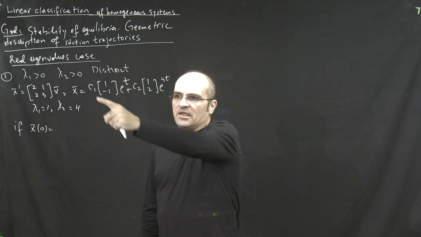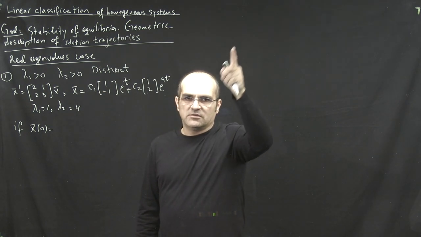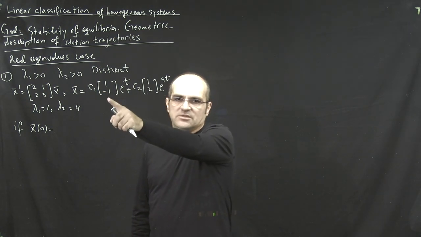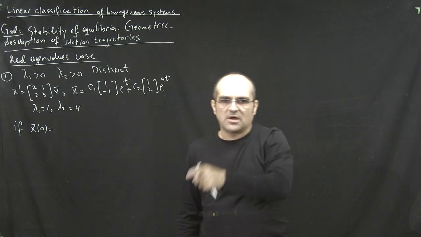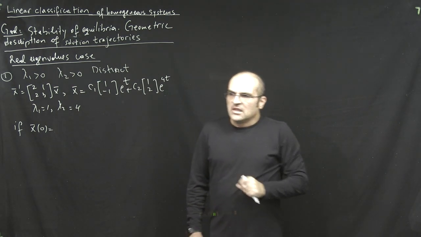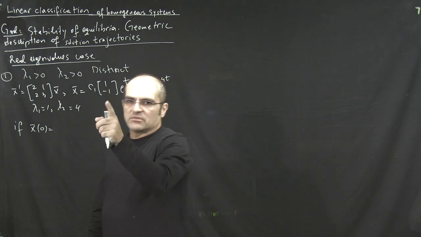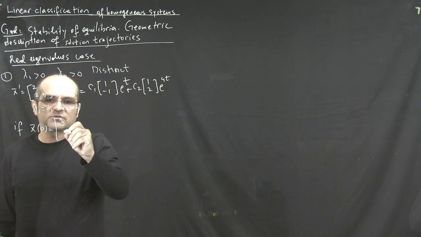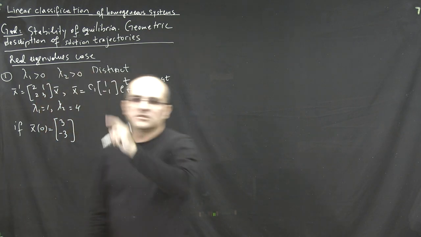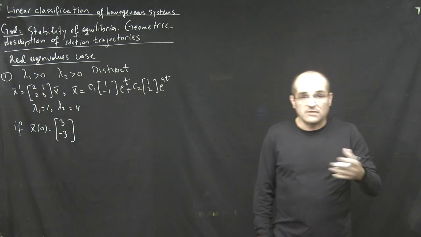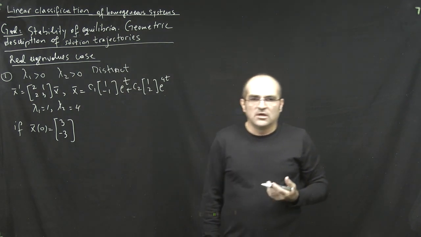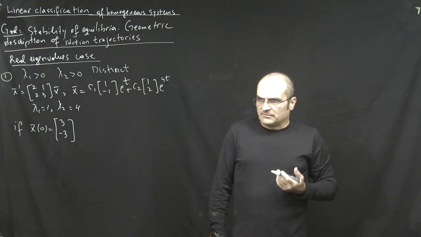So any multiple of 1, minus 1 will be an eigenvector. Any point on that line that connects the origin with 1, minus 1 will be an eigenvector. If you start with an initial point right on this eigenvector, so let's say x naught is 3, minus 3, which is a point on the eigenspace, 3, minus 3 is an eigenvector, just like 1, minus 1, corresponding to lambda equals 1.